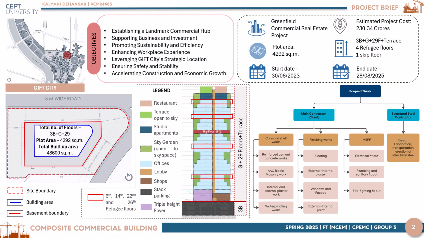and restaurants. The scope of work for this project is divided into two major parts, where core and shell works, finishing works, and MEPF works come under the prime contractor, which is the client, and all the structural steel works are given to a separate contractor.